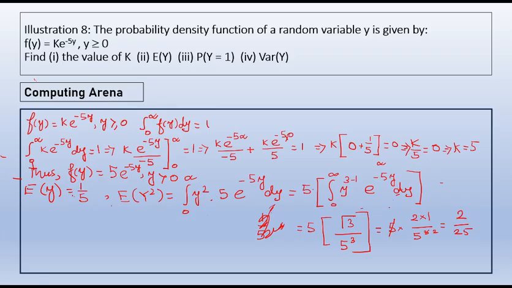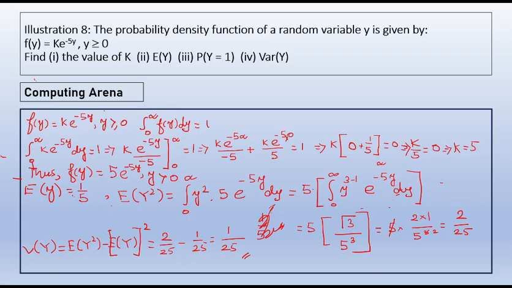So the formula for variance of y comes out to be variance of y equal to expectation of y square minus expectation of y whole square. You know that for computational purposes, this is the simplified formula generally used. So expectation of y square is equal to 2 by 25, and expectation of y is 1 by 5, so this will give you 1 by 25 squared. If you compute this, you will get 2 minus 1, which is 1, so 1 by 25. So that is the variance of y.